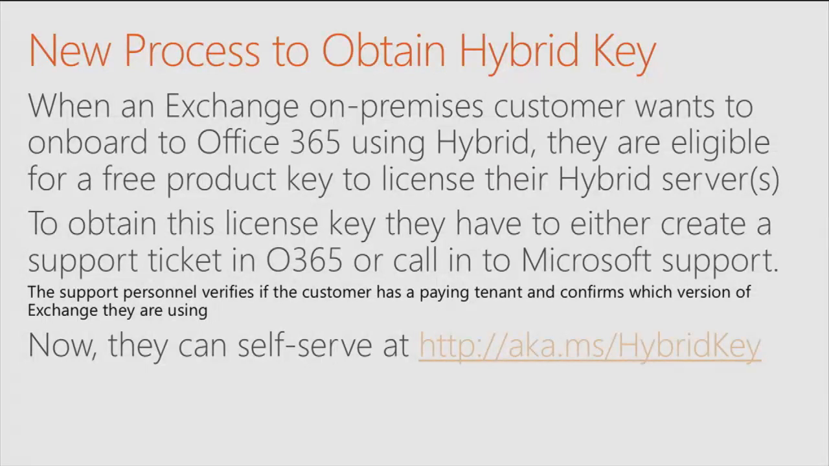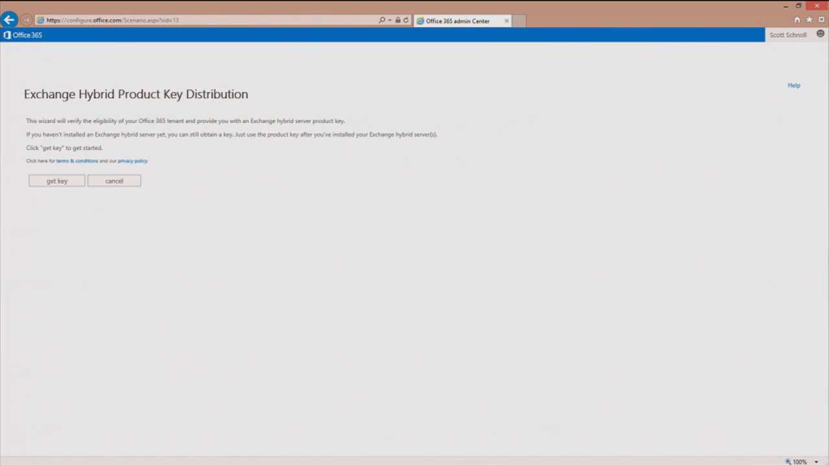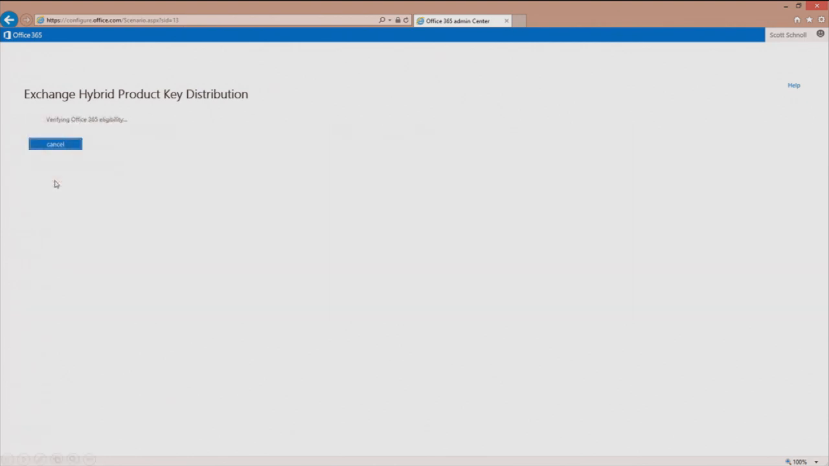Now you can self-serve yourself. You don't have to make that support call. You can get your key right away by going to that URL at aka.ms/hybridkey. When you do that, you will go to this screen, and there's not too many choices here. It's really either going to be cancel or get key. So what you'll do is you'll click get key to start.